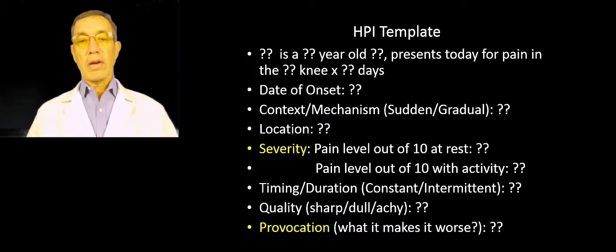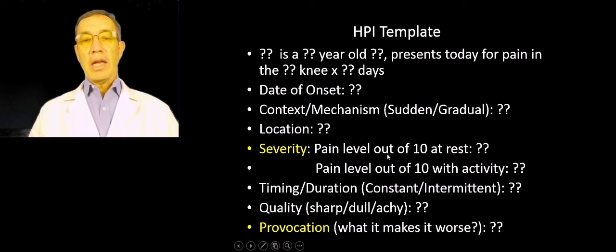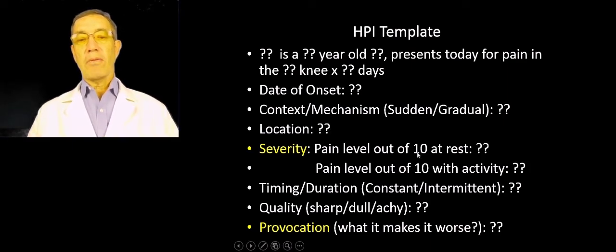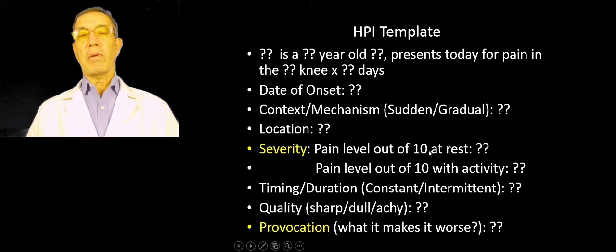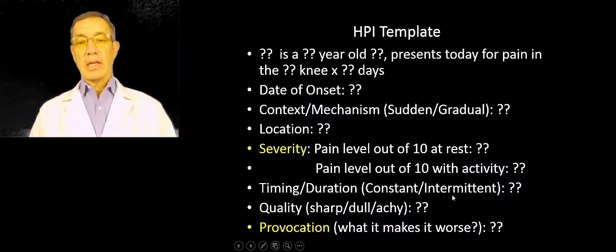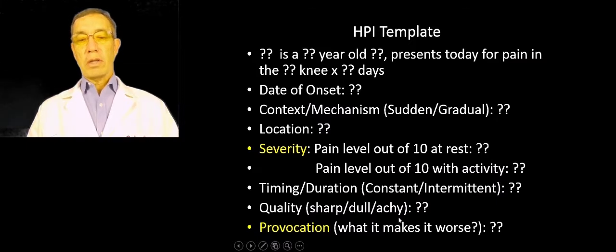And we talk about the date of onset and your typical questions about sudden or gradual, where's the location, does it hurt in the front or the back or the side, and how is the pain level on a severity of 0 out of 10, where 10 is the most pain you've ever had in your life. What's the pain at rest? What's the pain with activity? Is it constant or intermittent? Is it sharp, dull, or achy?